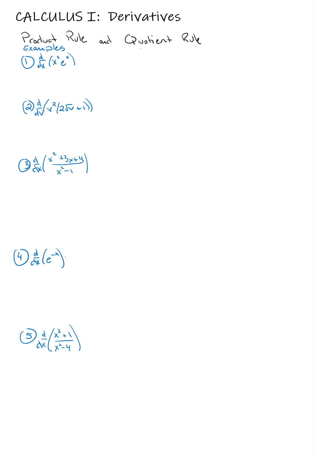Hey guys, this is Professor Janacek, and I want to go over some examples where we find derivatives using the product rule and the quotient rule. Let's take a look here at example 1. We're going to take the derivative of x squared e to the x.